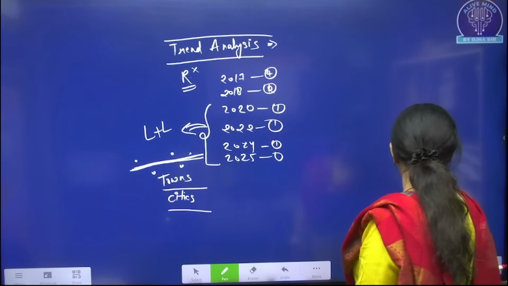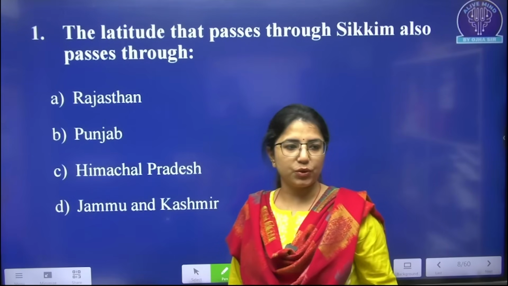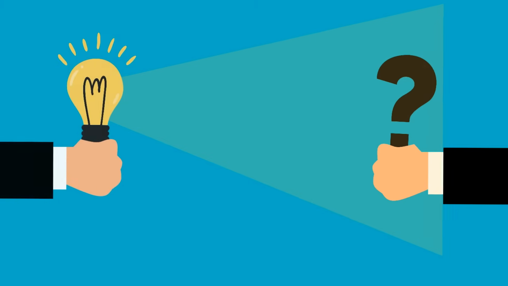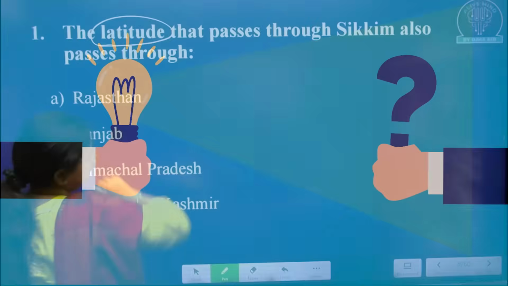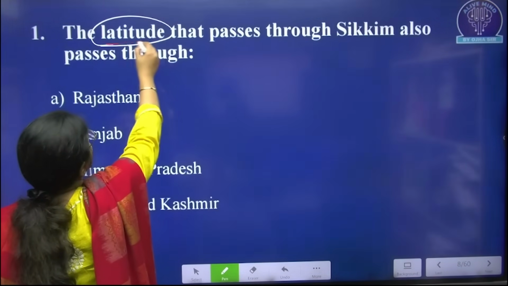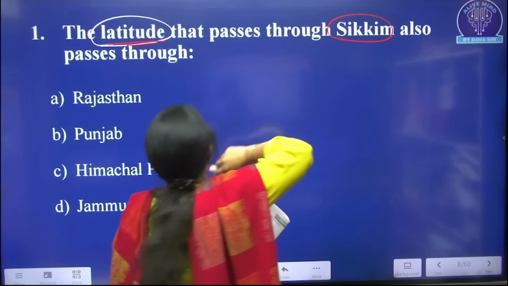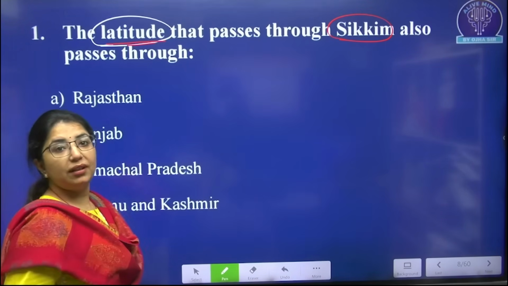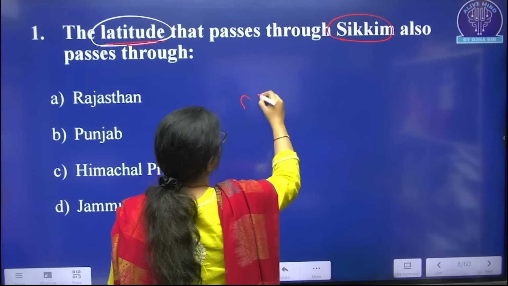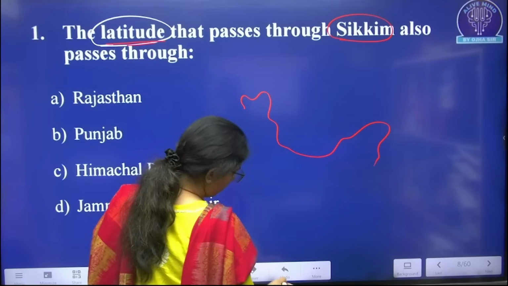So, now we'll start the questions. It's the first question. It says the latitude that passes through Sikkim, it's a UPSC question, also passes through. See how they have started asking the questions. Say for example, we are in this region.